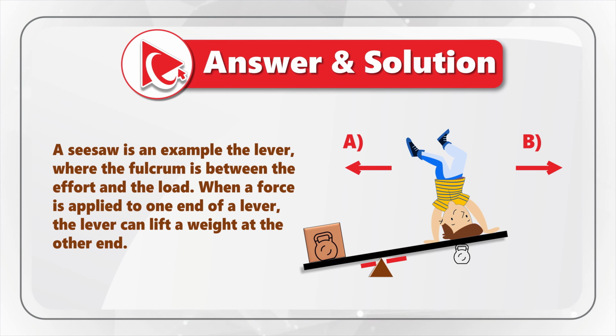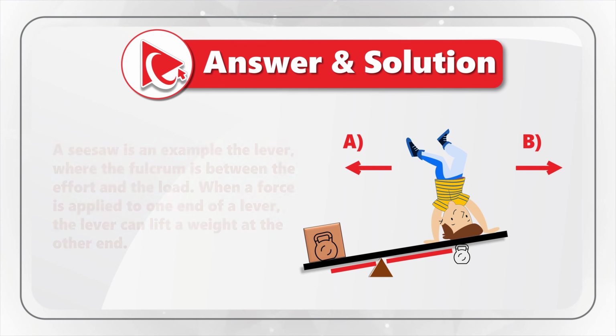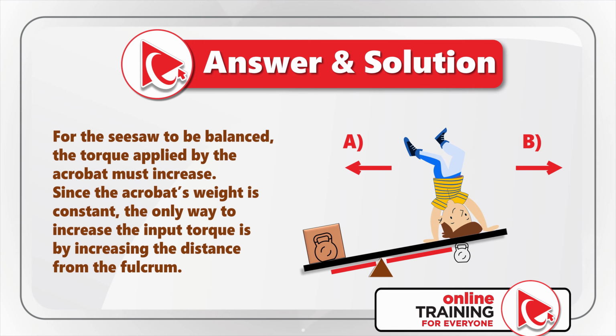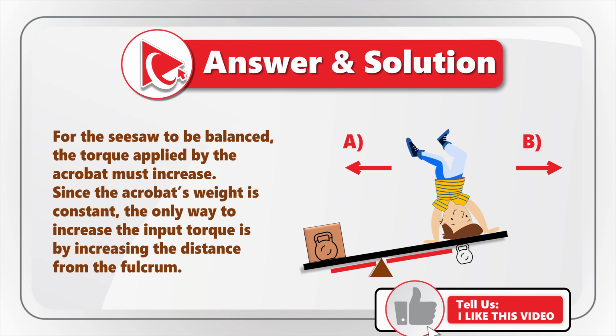The key principle of balancing the seesaw is that a force applied to the end of the lever can lift the weight at the other end. For the seesaw to be balanced, the torque applied to the acrobat must increase.